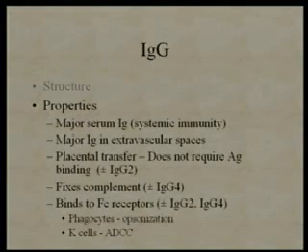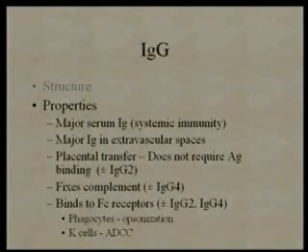As far as the properties of IgG are concerned, this is the major immunoglobulin that is found in the serum. It is also the major immunoglobulin found in the extracellular spaces. In fact, this is the major immunoglobulin that protects us systemically. So its major job is systemic protection, okay? Because it is present at the highest concentration in both the serum and in the extravascular spaces.